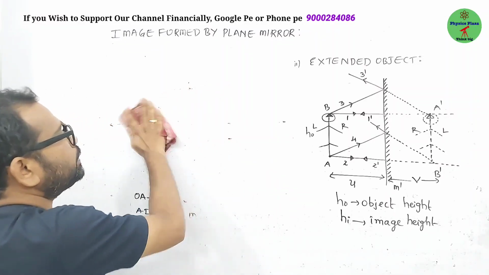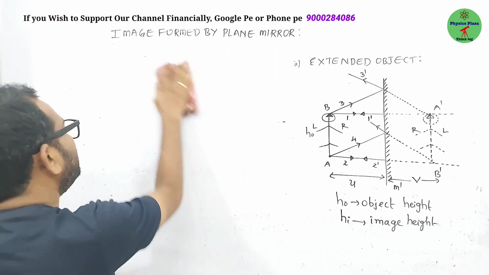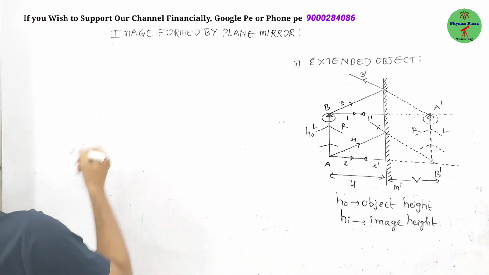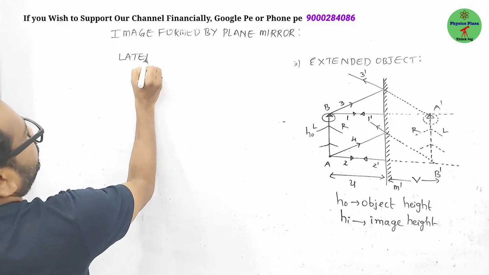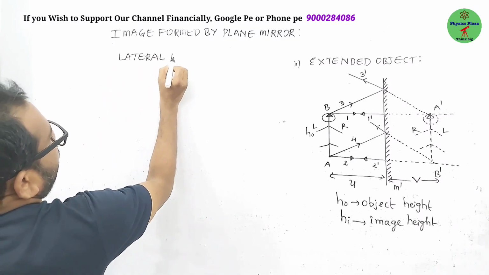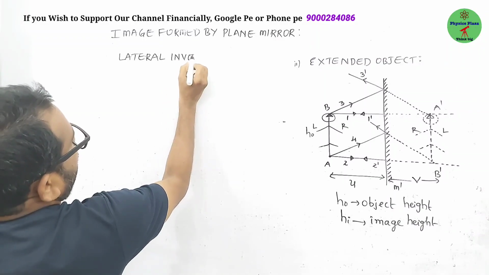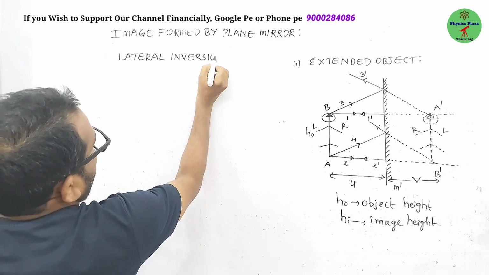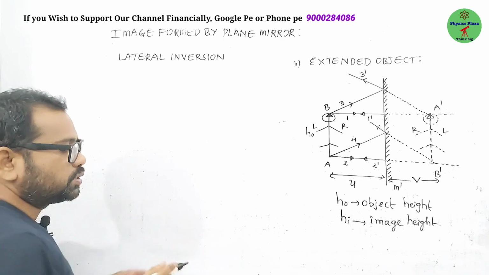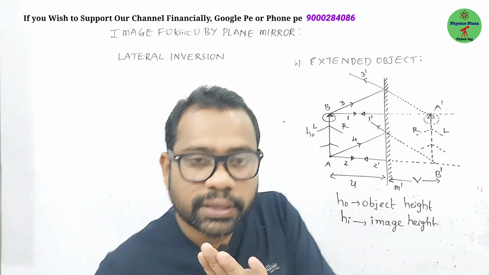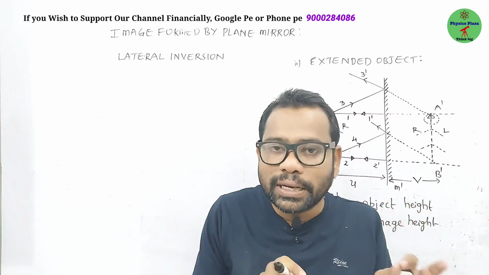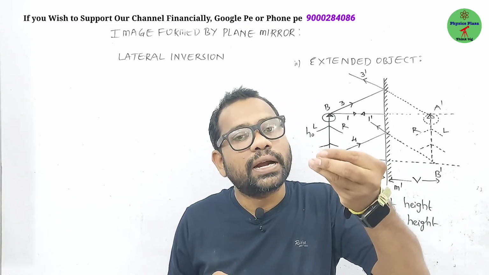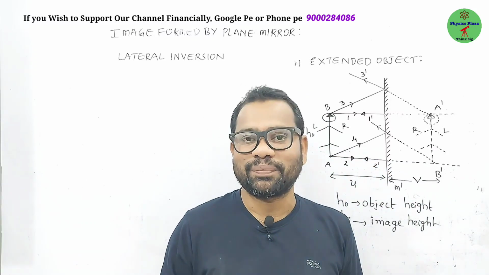So lateral inversion only, we will discuss a little bit in depth under this. Lateral inversion. As I told you, the right of the object appears as left and the left of the object appears as right. That phenomenon of light we call lateral inversion. That is one of the important characteristics of the image formed by a plane mirror.